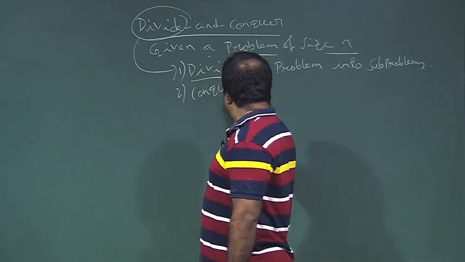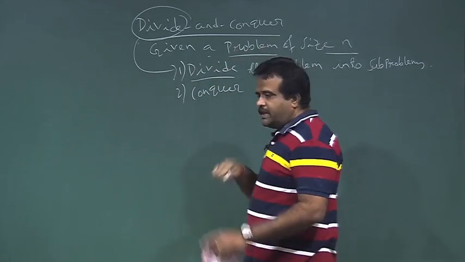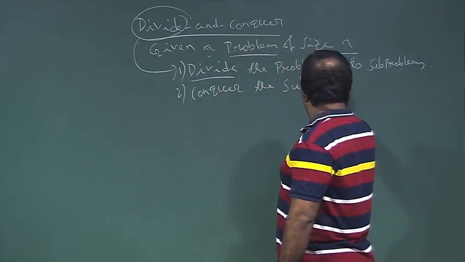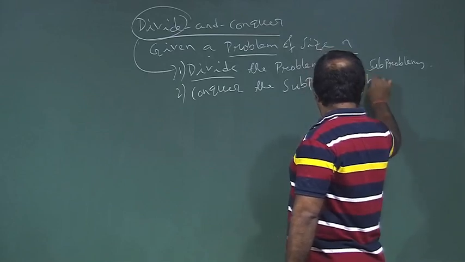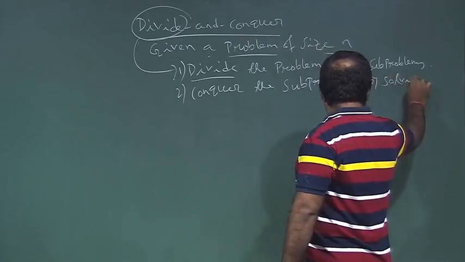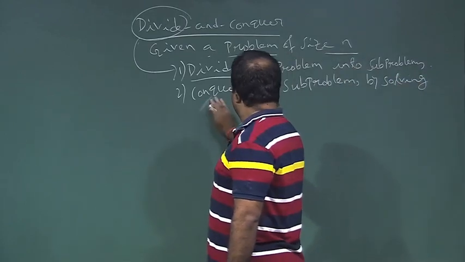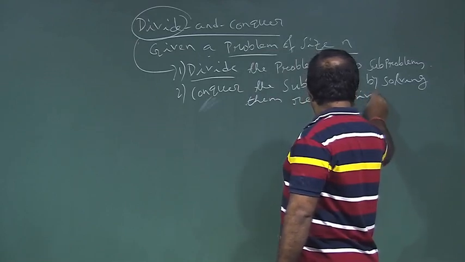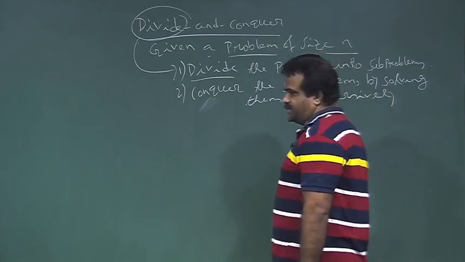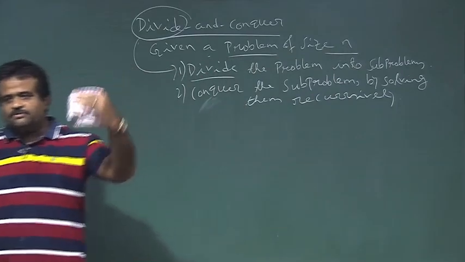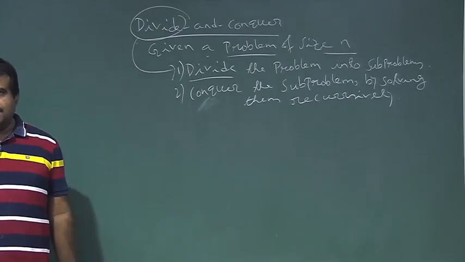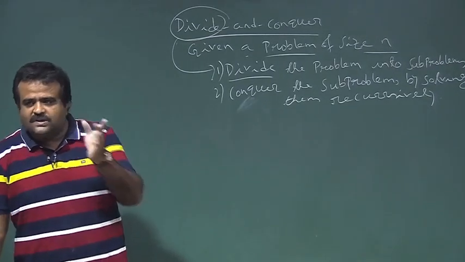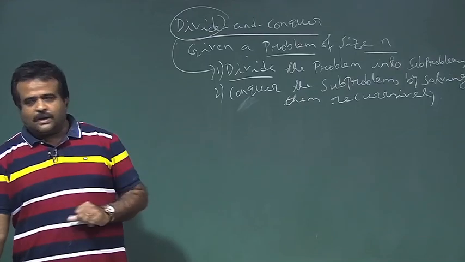Then the conquer step: we conquer the sub problems by solving them recursively. This is the recursive step. Again we have sub problems, and we further divide into sub problems like this, until we reach size 1. Once the size is 1, we must stop, because then it cannot be further reduced to sub problems.